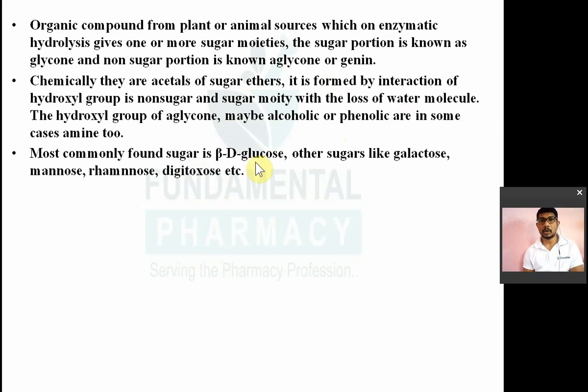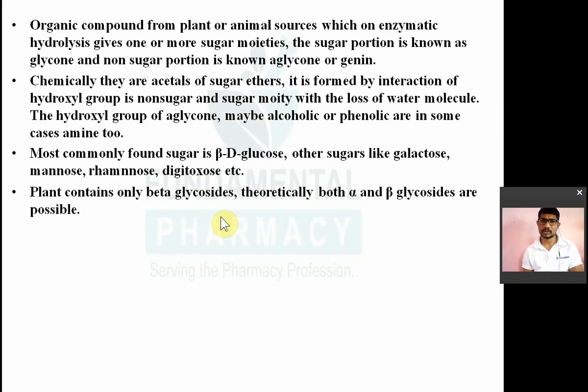The most commonly found sugar in the glycoside is beta D glucose. Remember, the most common sugar is beta D glucose. Other sugars are also found, but they are less abundant. Other sugars like galactose, rhamnose, mannose, and digitoxose, which is a special one in digitalis. So these kinds of sugars are also found in glycosides.